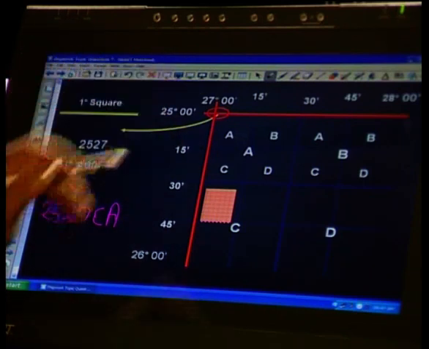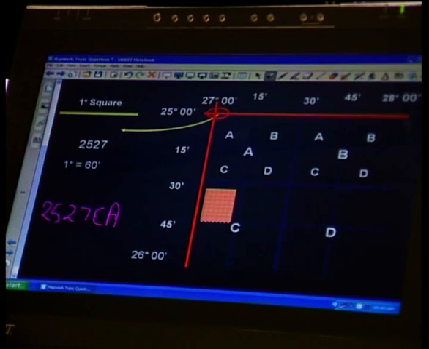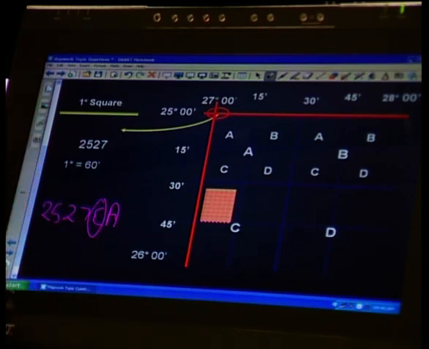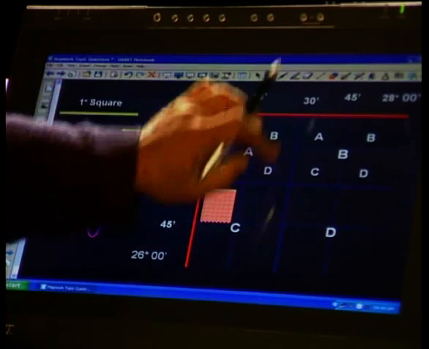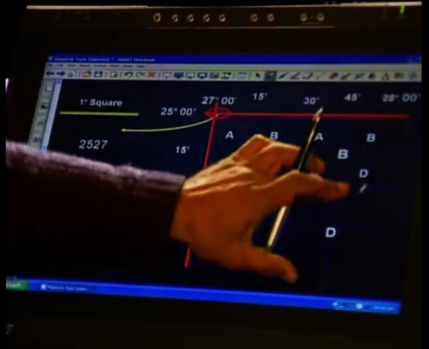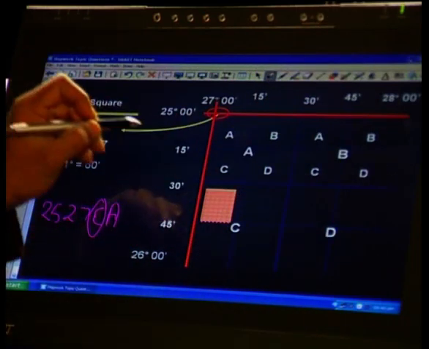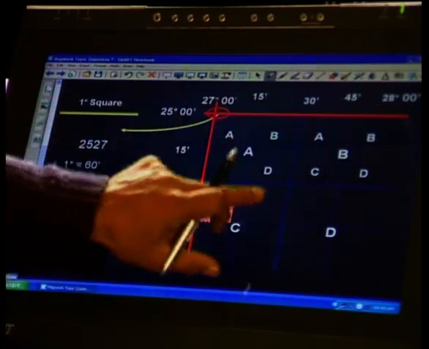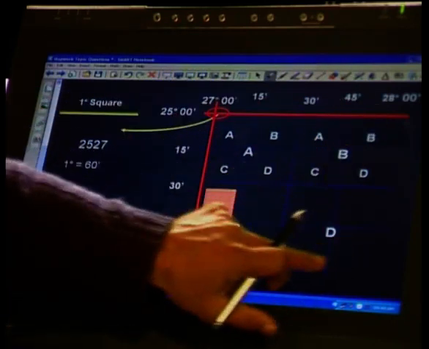So I've got 25, 27. I'm going to create a little grid. This refers to the big block C. So I'm first going to divide my block into four. This would be big block A, big block B, big block C, and big block D.